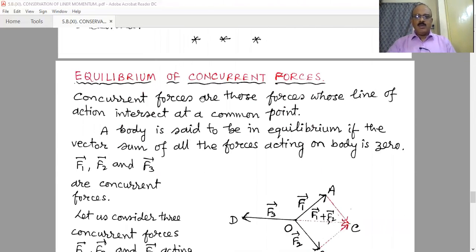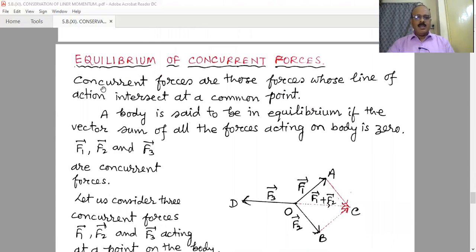Now, equilibrium of concurrent forces. Here mainly we will discuss the three forces. Already we have seen the equilibrium of two forces. The condition for the equilibrium of two forces or two vectors is that they are acting along the same line and opposite in direction.